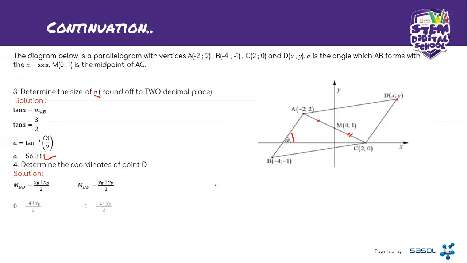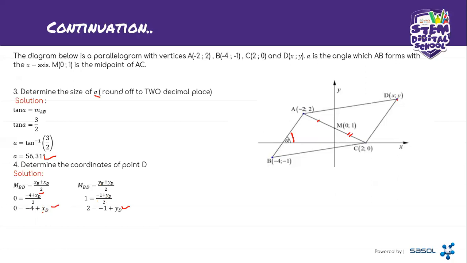Then the next step is what you're going to get. 0 there. The XB you can see is -4 plus XD, which is what we need, divided by 2. And then the midpoint of BD for Y is 1. Then YB is -1 plus YD, which is what we are looking for, all over 2. The third step, then you're going to cross multiply. If you cross multiply, this is what you're going to obtain.